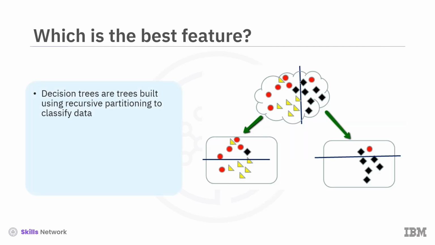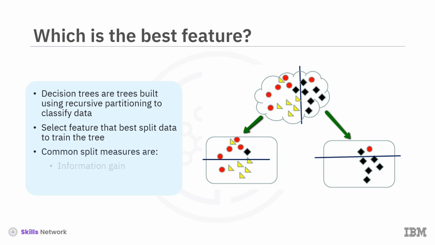Decision trees are built using recursive partitioning to classify the data. The decision tree algorithm must select a feature that best splits the data at each node to train a tree. To do this, you must select a splitting criterion to measure the split quality for determining the best split. Two common split measures are information gain, which is also called entropy reduction, and Gini impurity.